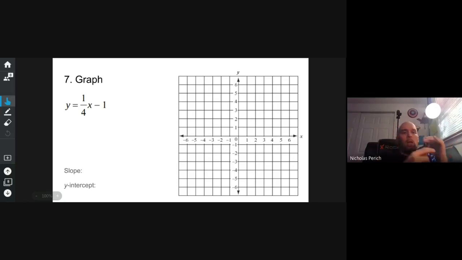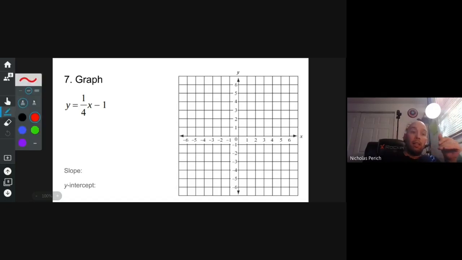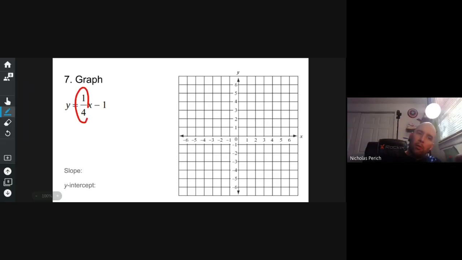Step 1. Make sure your equation is in slope-intercept form. It is. How do I know that? Because y is all by itself. Step 2, identify your slope and your y-intercept. When y is all by itself, the number in front of x is your slope. So positive 1 over 4 is my slope. And the number floating around, negative 1, is my y-intercept.